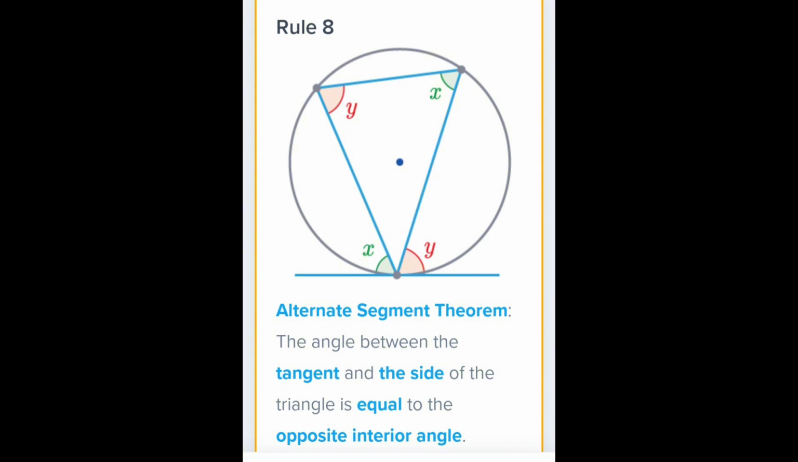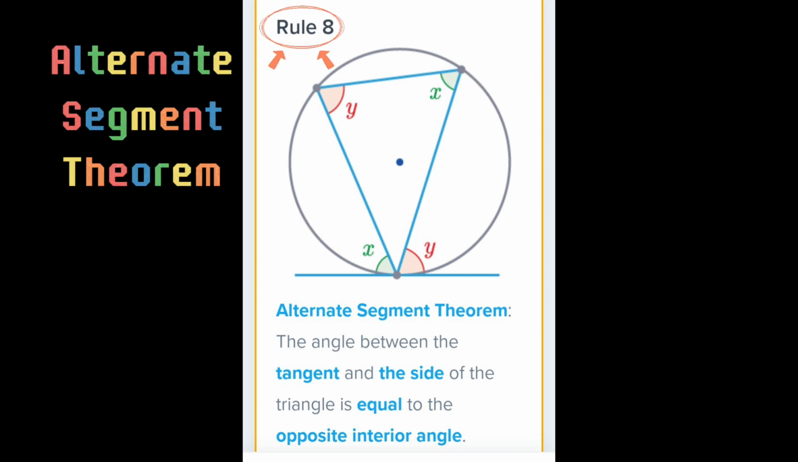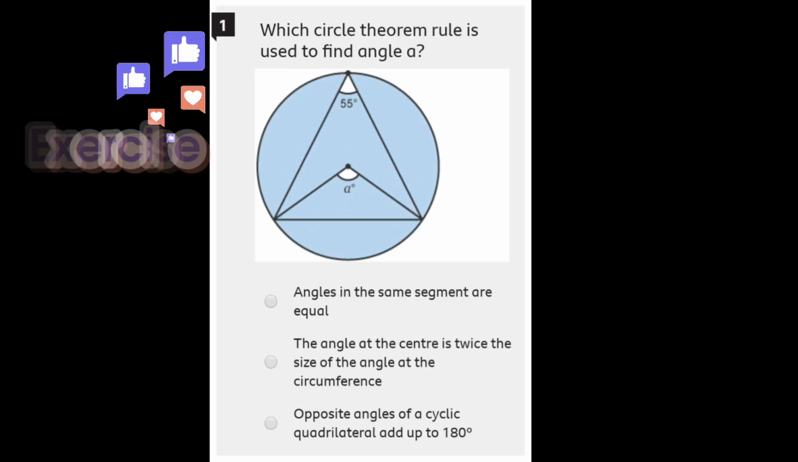And this will be the same for angle x below and also angle x above. The angle x below is the angle between the tangent and one side of the triangle. This angle x below is equal to the angle x above, which is the opposite interior angle. Once again, remember this rule number 8 is the alternate segment theorem.